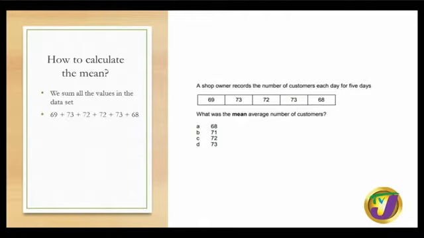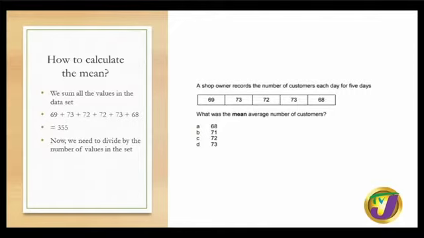69 plus 73 plus 72 plus another 72 plus 73 plus 68. What is the total there? Yes, that will give us a total of 355. So after we've summed all the values in the data set, we will then divide by the number of values we have in that set.